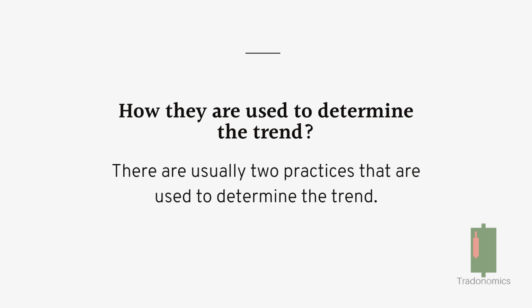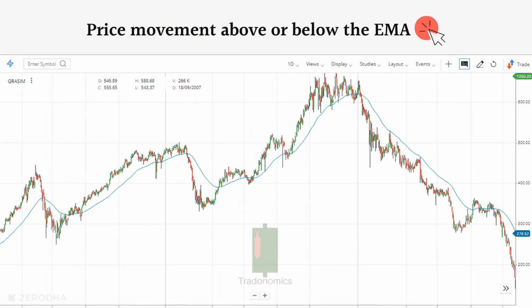But the important thing here is EMA is more responsive to the latest price changes than SMA. That makes results from EMA more timely, so it is preferred by many traders. So we would use an EMA to understand how it is used to identify the trend. There are usually two practices that are used to determine the trend. The first one is price movement above or below the EMA.